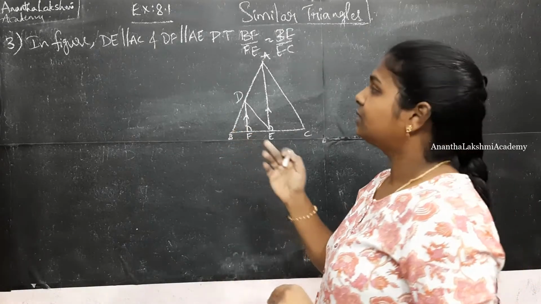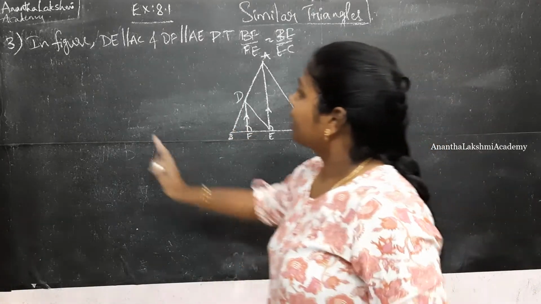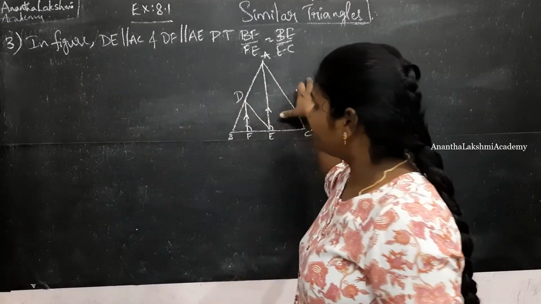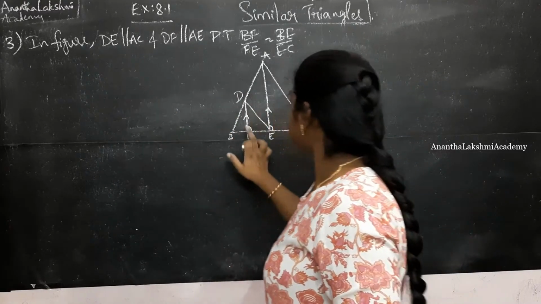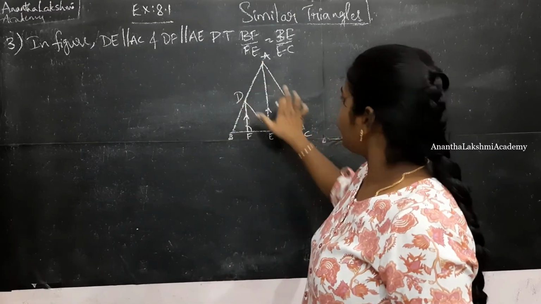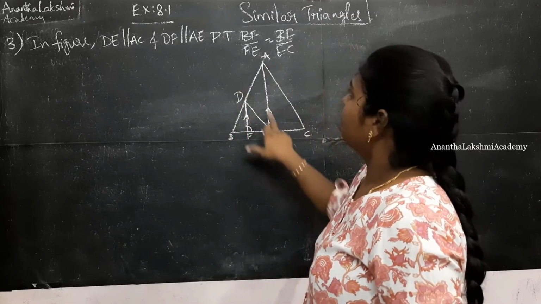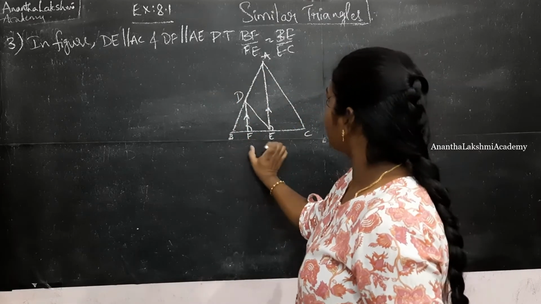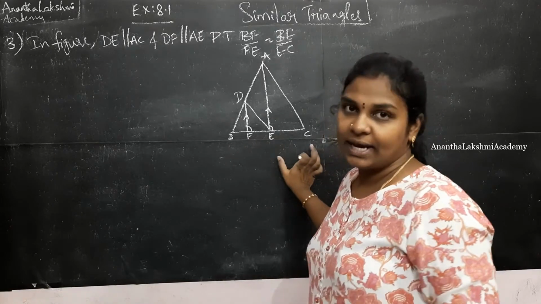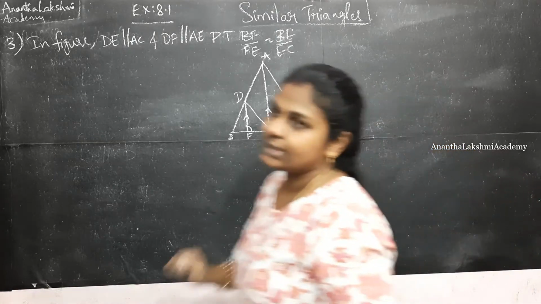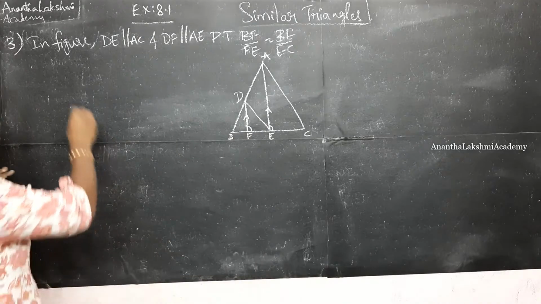Here we have the third problem, wherein we are given a figure in which DE is parallel to AC and DF is parallel to AE. Prove that BF by FE is equal to BE by EC. Okay, so let's look at the solution for this.